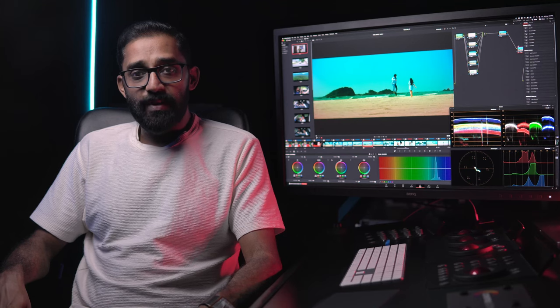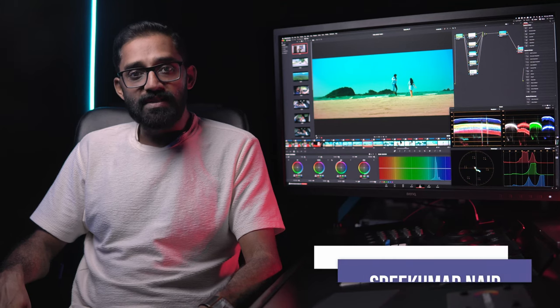DI, or digital intermediate, and color grading are two terms that are often confused and misapplied. What is the difference between DI and color grading?